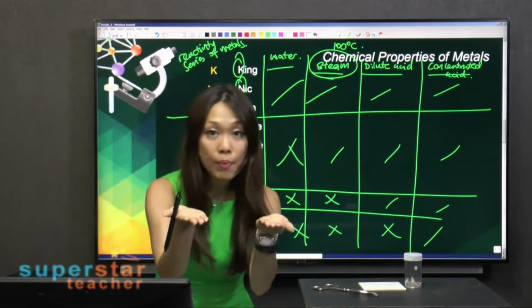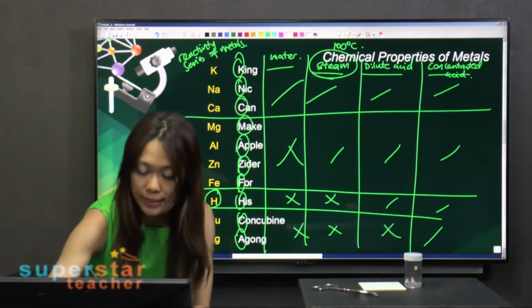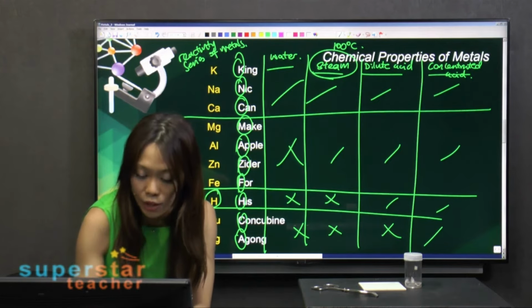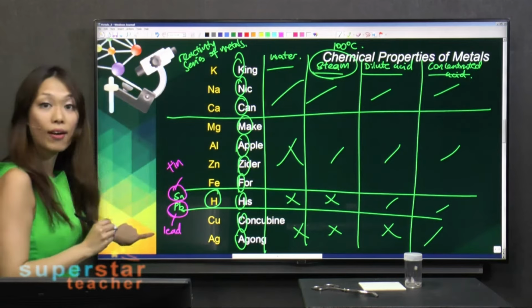Quickly take out your periodic table. Take a look. What is Sn? Sn actually represents tin, and Pb actually represents lead. I hope you got this down. Tin and lead.